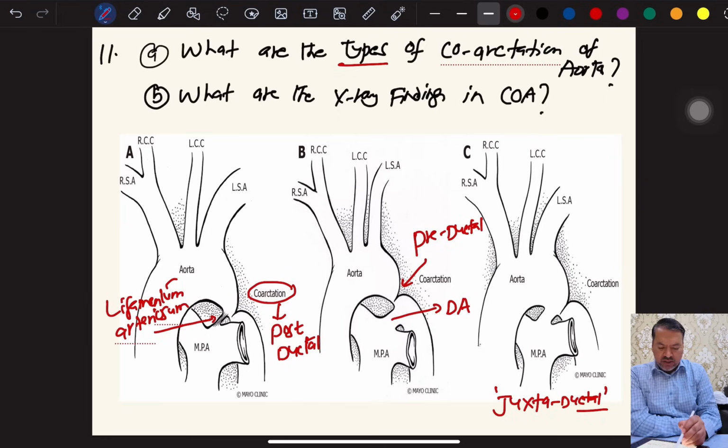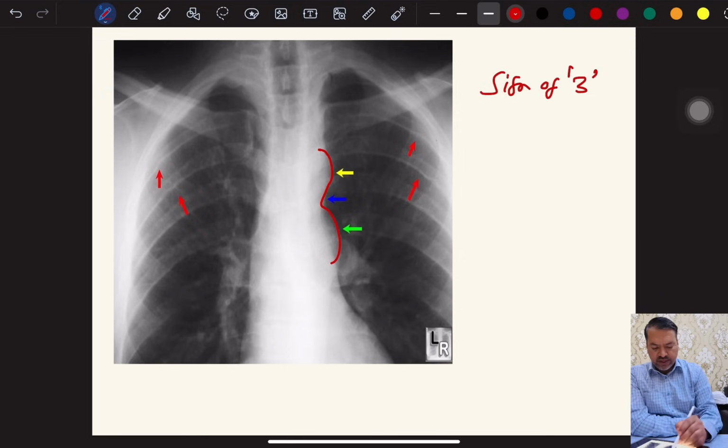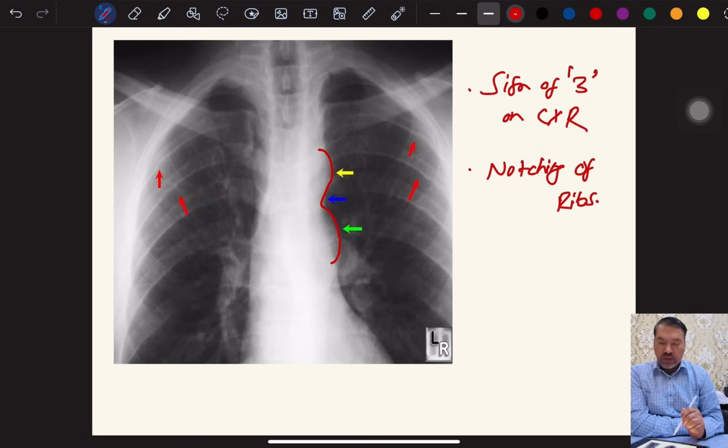Now what are the x-ray findings in coarctation of the aorta? For that I want to show you another slide. Now you can clearly see here the x-ray findings. Number one, see this, there is a 3 sign. Sign of 3 on chest x-ray. And number 2, you can see notching of the ribs. This rib notching is because of development of the collaterals. Collaterals are developed between the proximal end of the coarctation and the distal end, so that they will maintain the proper blood flow. That is the main point here.